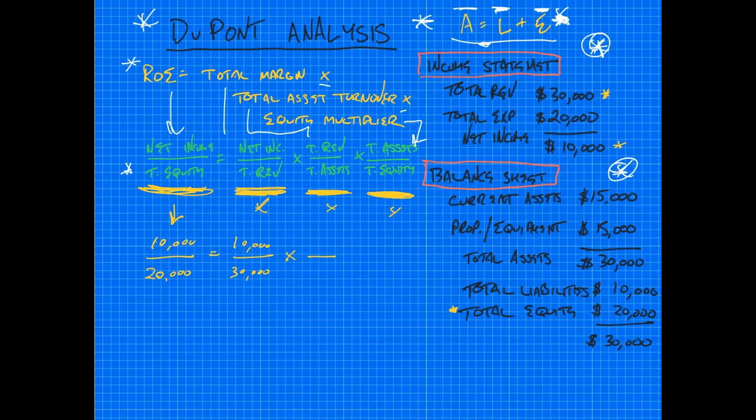Now let's see, total revenue. We know what that is. We've got that. That was 30,000. And then we have divided by total assets, which we know right from our balance sheet. And that's going to be 30,000. Just happened to be the same. There's no coincidence there.